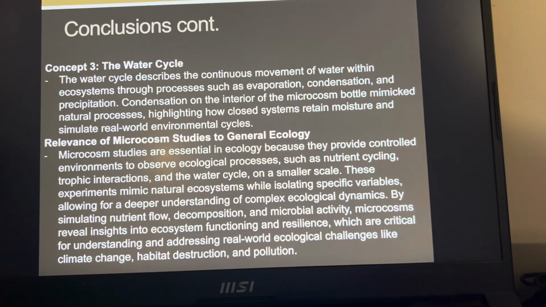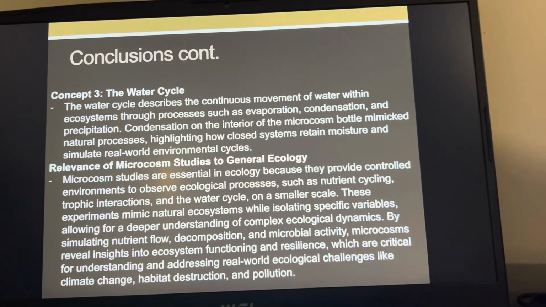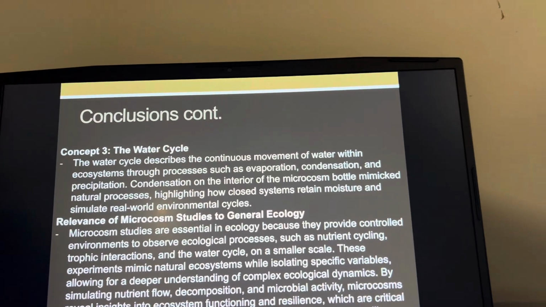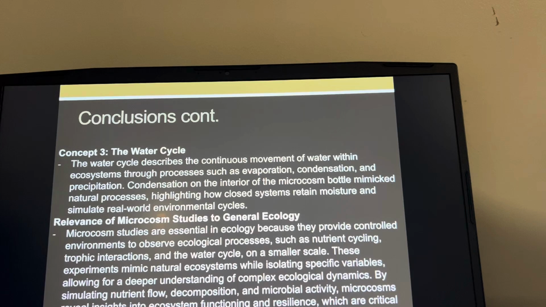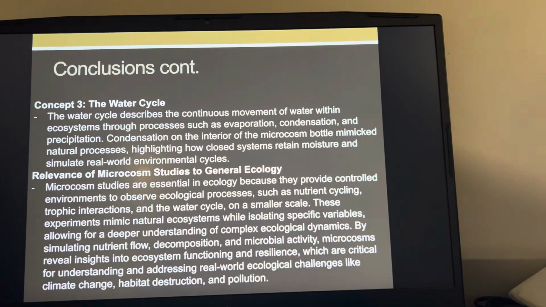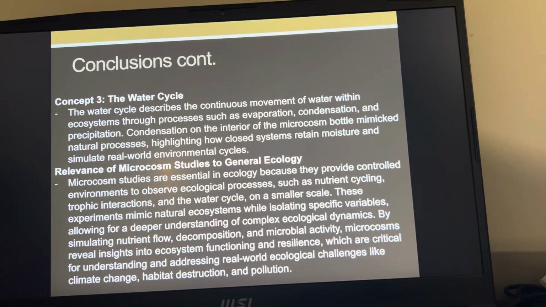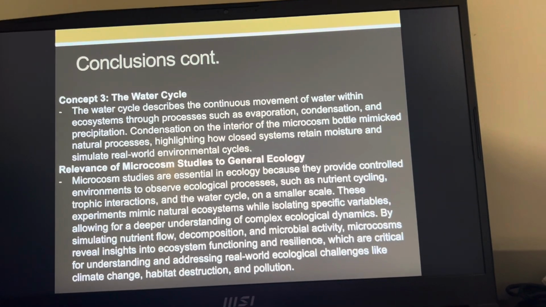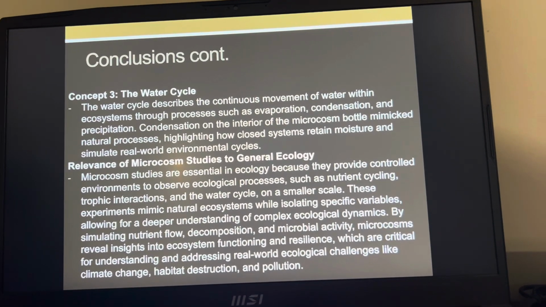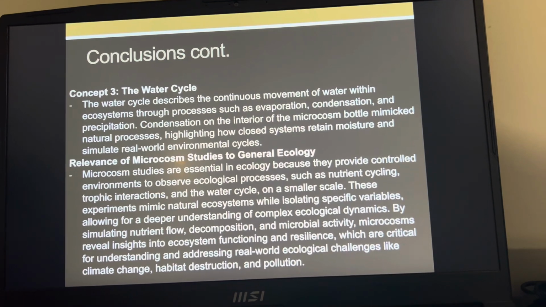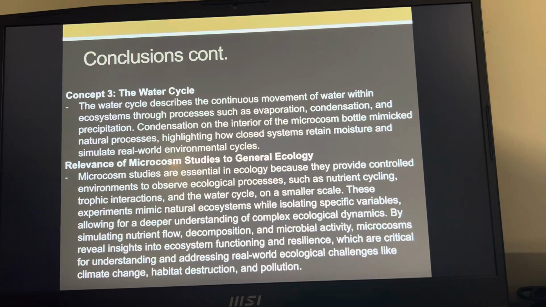Microcosm experiments are especially relevant to addressing real-world ecological challenges. For example, by studying how microcosms adapt to variables such as temperature changes, light availability, or the introduction of pollutants, we can better predict how larger ecosystems might react to similar conditions. This is crucial for tackling issues like climate change, habitat destruction, and pollution, as it provides a foundation for developing solutions to maintain ecological balance and resilience in the face of these challenges.